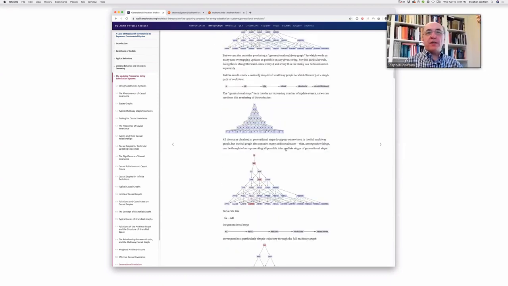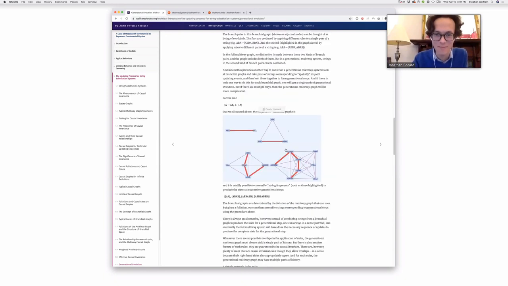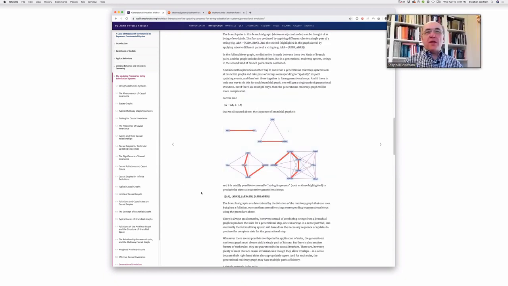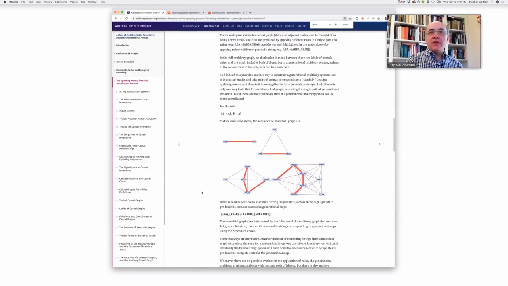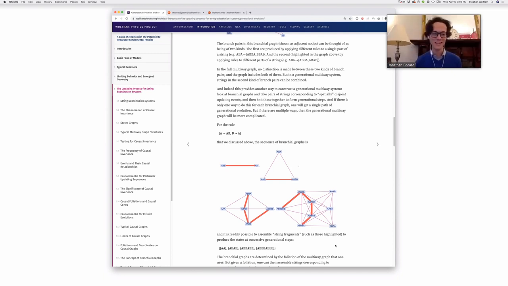I was just going to find a snake here. Yes, this is going to make what I said much less obscure. Right, so there's an example of a snake. This is in the branchial graph, and that is a snake state in the branchial graph. And I think, Jonathan, I don't know whether you ever ended up with a section of a paper called Snakes on a Plane. I was very tempted, but I think you advised me not to. Fair enough.